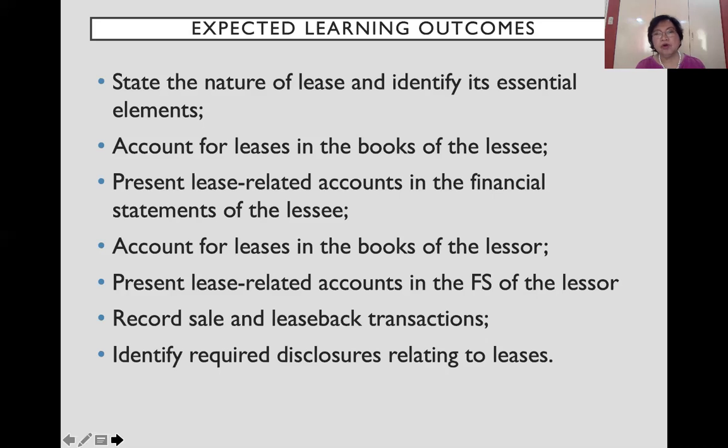So at the end of this topic, the whole of leases, you should be able to state the nature of lease and identify its essential elements.